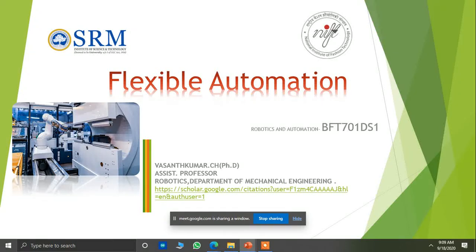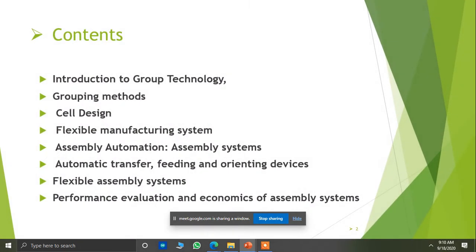The session will probably be about flexible automation, right? You have a lot of automation strategies, but flexible automation is more related to group technology and how grouping can be done. So what is the biggest advantage of grouping? All those things we'll be learning, and apart from that, we'll be learning about cell design.